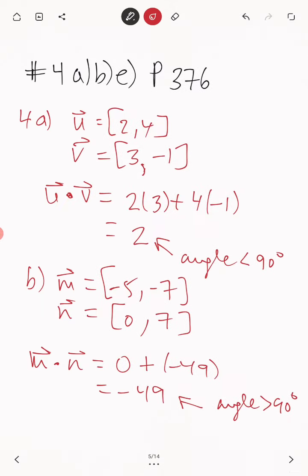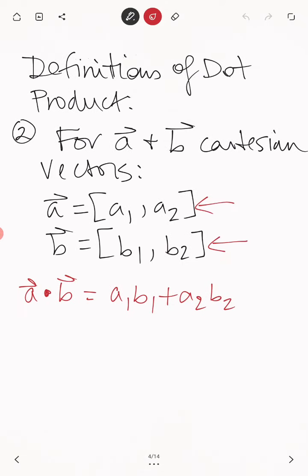Now I meant to tell you, I just want to go back here to the definitions of dot product for a minute. This one here, if you wish to work through the proof on page 373 in your textbook, it's quite well done. So that can be an extension activity for you if you're interested. If you are going to be taking linear algebra next year or focusing on math, then it's a really good idea to work through that. It will help you for next year. But that's up to you if you would like to do so.